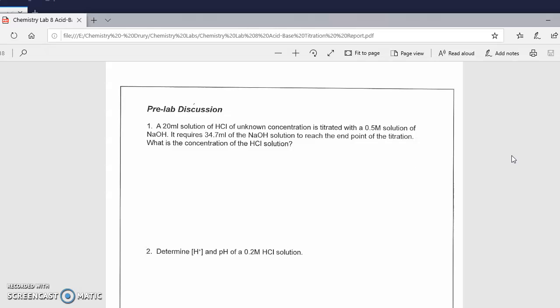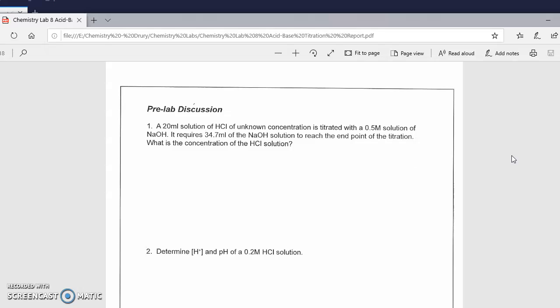First question is, a 20 milliliter solution of hydrochloric acid of unknown concentration is titrated with a 0.5 molar solution of sodium hydroxide. It requires 34.7 milliliters of the sodium hydroxide solution to reach the endpoint of titration. What is the concentration of the HCl solution?